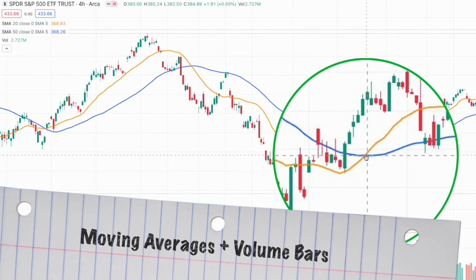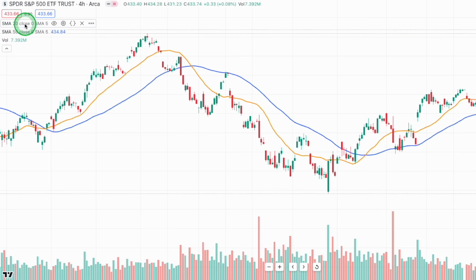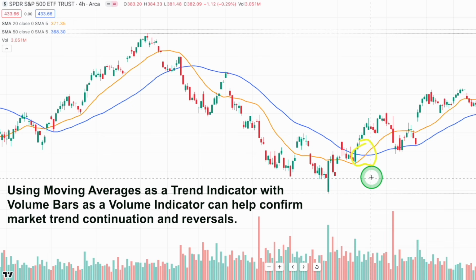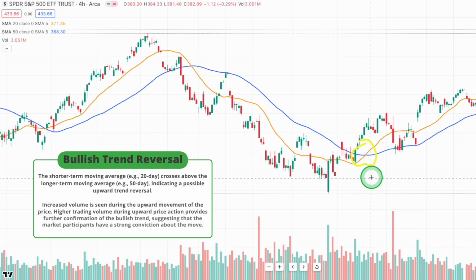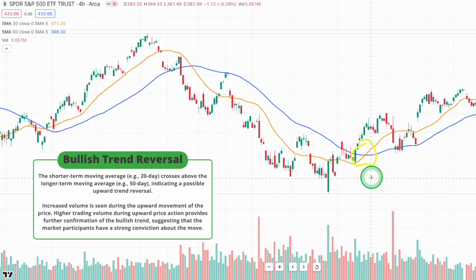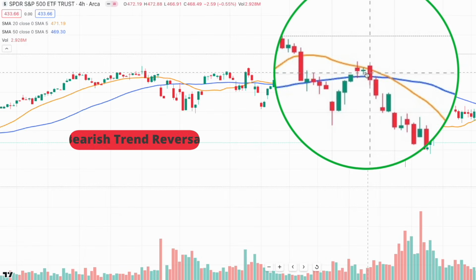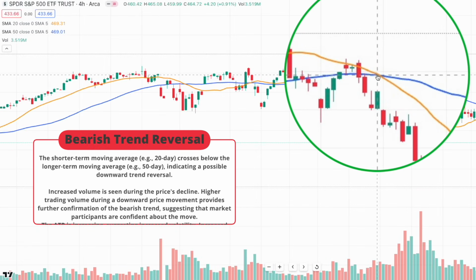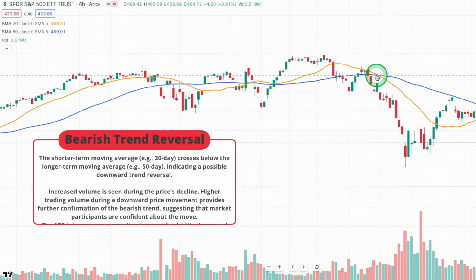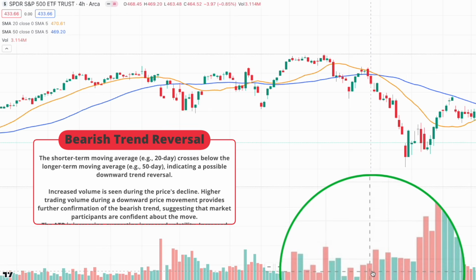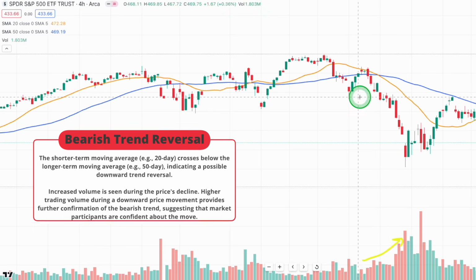The moving averages and volume bars. Using moving averages as a trend indicator with the volume bars as a volume indicator can help confirm market trends. A bullish trend could be signaled when our short-term moving average crosses above our long-term moving average, showing an upward trend reversal, and also when we see increased volume bars during that bullish crossover. Now, a bearish trend could be shown when the short-term moving average crosses below the longer term moving average, and also when we see increased volume during that crossover.